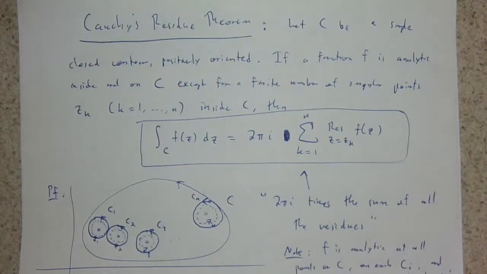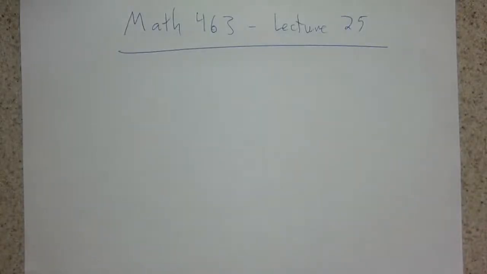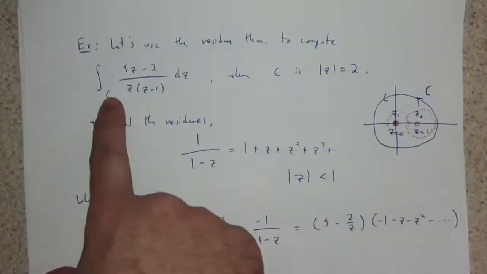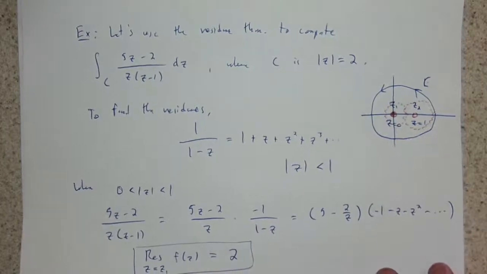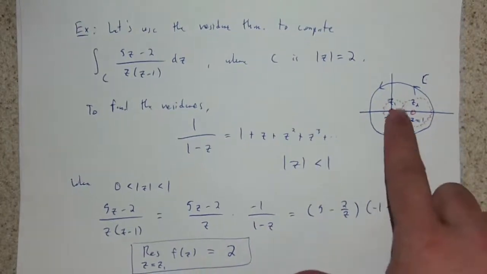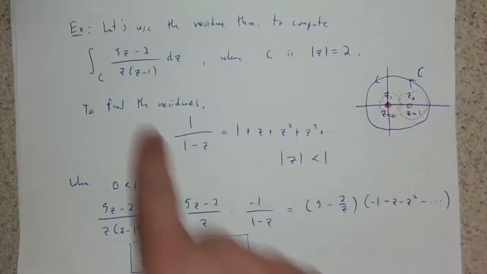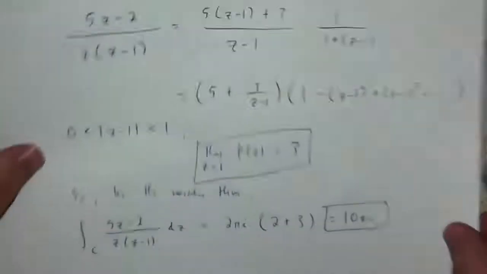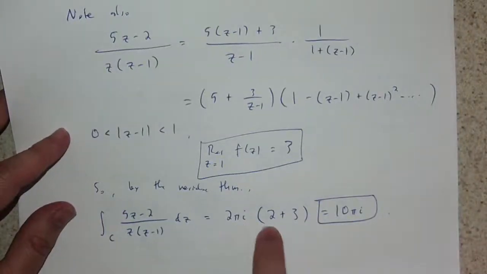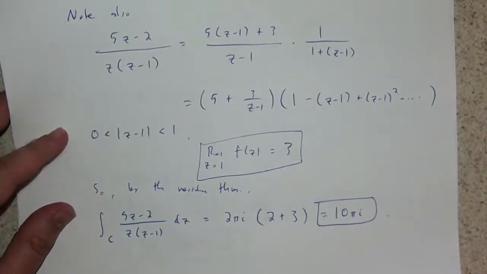Okay, and so we did an example of using the residue theorem to compute a contour integral. The example we ended with was computing the contour integral of this thing. This had two singular points. There they were. All I had to do was compute residues here and here, and then this contour integral is just 2 pi i times the sum of the residues. We found that the first residue was 2, the second residue was 3. And so this was 2 pi i times 2 plus 3, so 10 pi i.